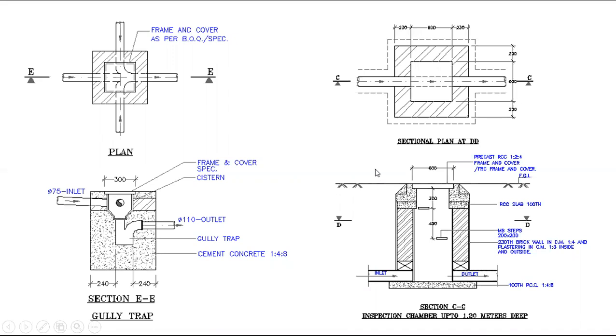Sir, one doubt. This gully trap inlet connection is there, 75. Yes. That inward level, is there any standard as per NBC? Some level only we have to connect like that. Anything is there? No, there is no standard for inward level. It is based on your site condition only.